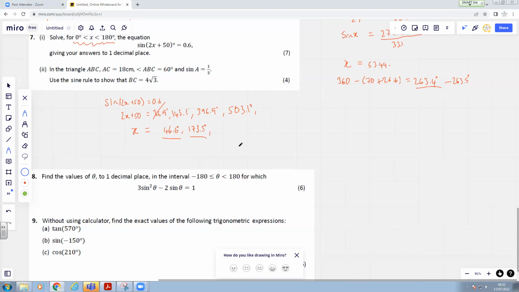So I think it's quite generous, 7 marks for that question. Remember as well, anything you solve in maths, you can check. So plug this answer back in here, double it, add 50, press sine on your calculator, and hopefully it's very, very close to 0.6, because then you've definitely solved it.